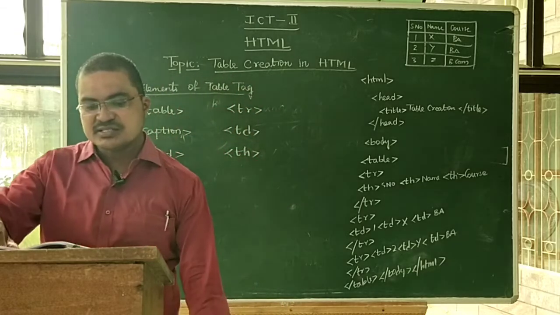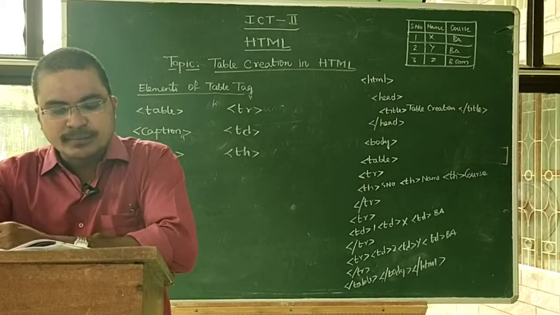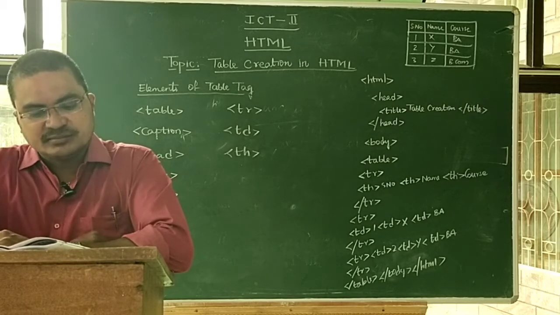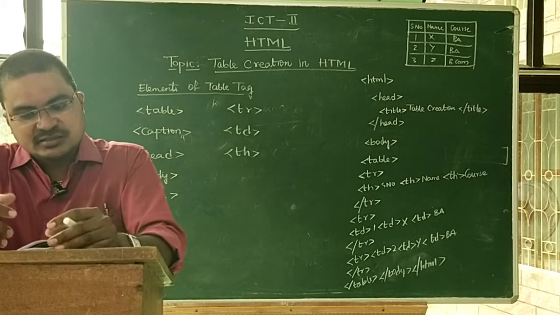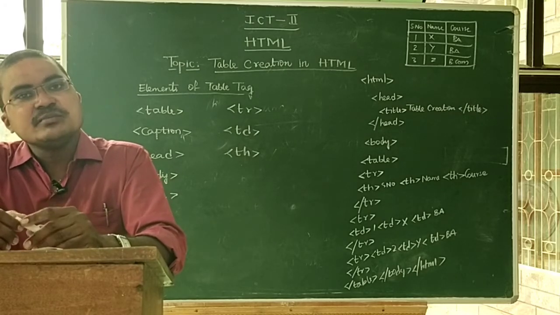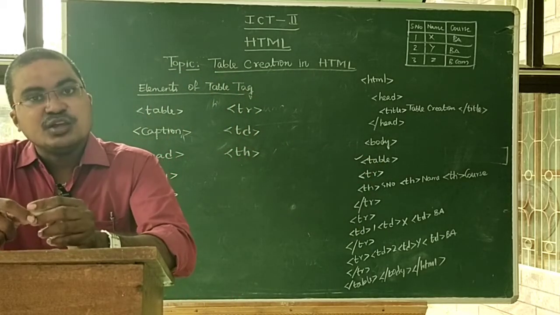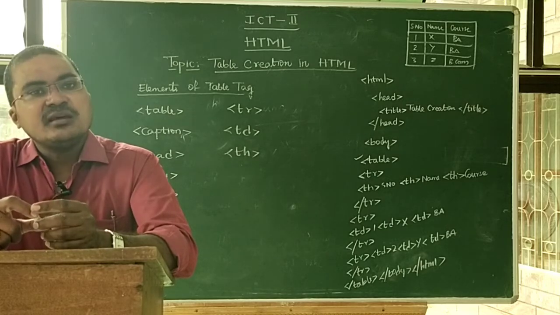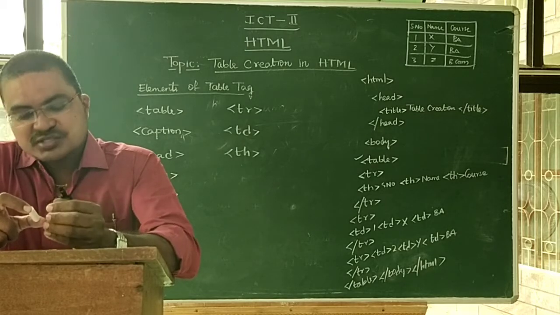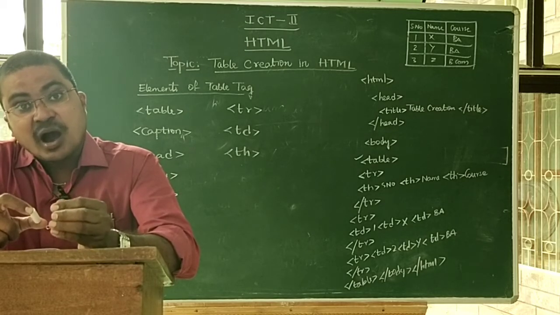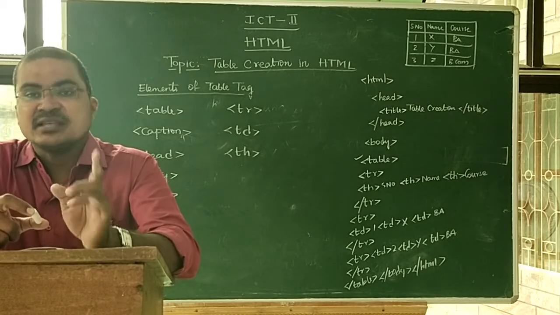Okay, we have discussed each and every tag in HTML. Let us create tables in HTML. To construct tables in HTML, construct means to create, the basic element required is the table tag. The table tag is used to create the structure of the table. Then the number of rows and columns are decided with TR and TD tags.